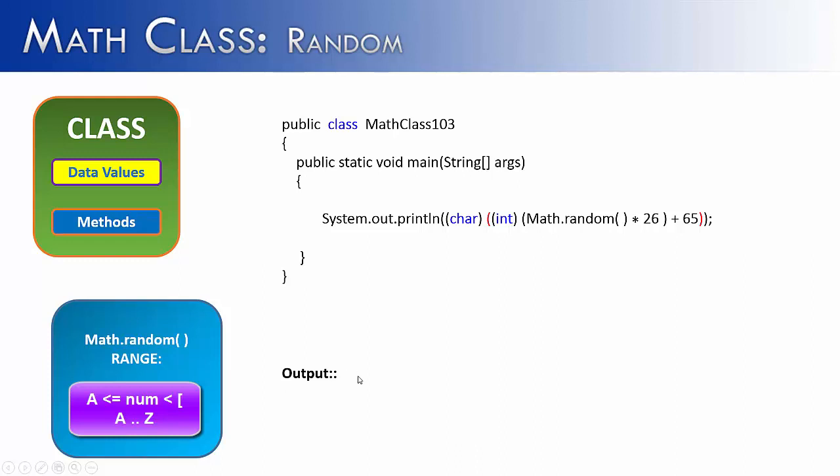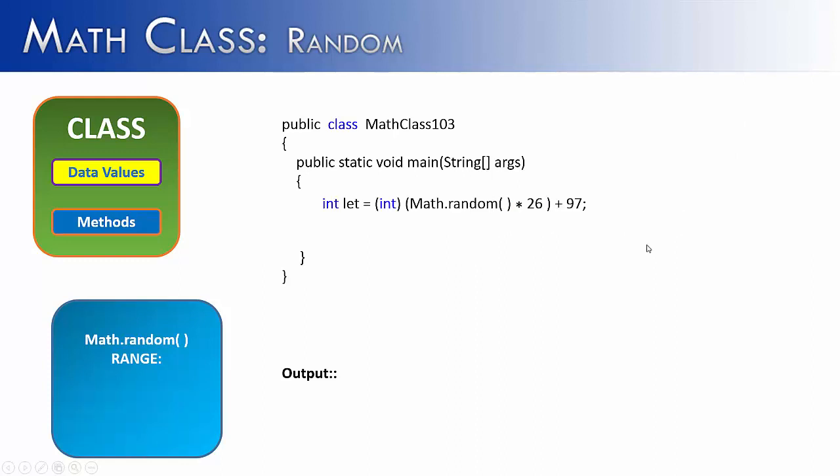So if I was to run this program right now, I would get a random letter between capital A and capital Z. And the reason is that this range right here is the ASCII equivalent of capital A through capital Z. And you might be cued off by the fact that this value right here is 26. There's 26 letters in the English alphabet, and there are also 26 values in my example here.